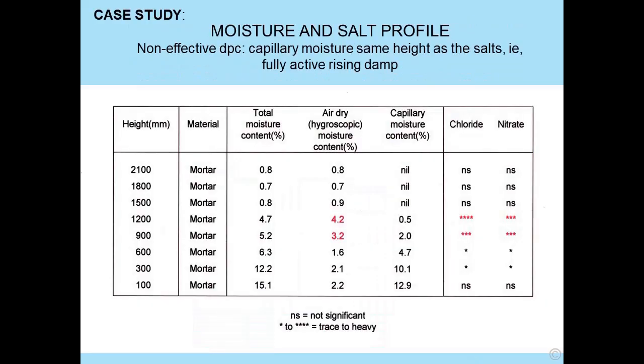So let's have a look at several case studies. Here we have a moisture and a salt profile. Let's see what it tells us. There we go. We know that the salts, or rather the rising damp, has risen to around 1200 millimeters in the past, as indicated by the maximum height to which the salts are present. However, we still have free moisture rising up to the same height. They're both at 1200 millimeters. In this case, we've still got fully active rising damp. There has been no control of the rising damp by the retrofit damp-proof course. In other words, it didn't work.